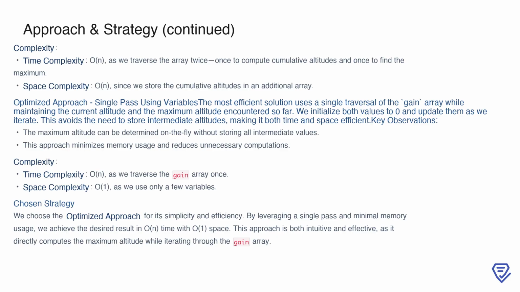In this approach, we use a single traversal of the gain array, maintaining only two variables, one for the current altitude and another for the maximum altitude. Both are initialized to 0, and as we iterate through the array, we update these values on the fly. This method not only minimizes memory usage but also avoids unnecessary computations, making it highly efficient.